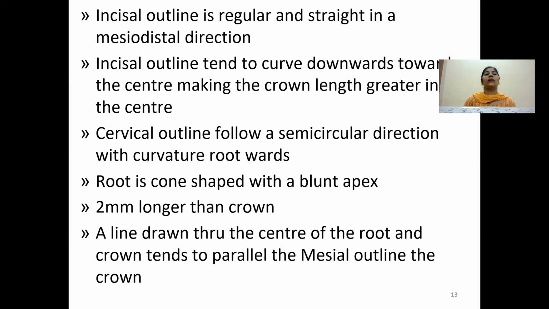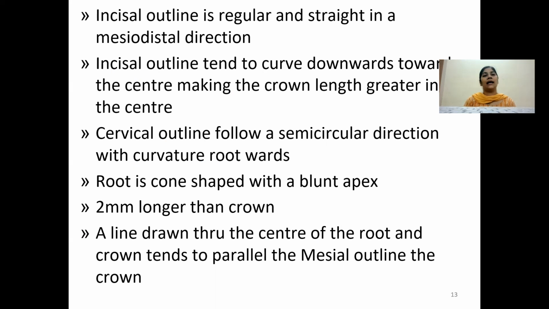Continuing with the description of the labial aspect, the incisal outline is irregular and straight in the mesiodistal direction. The incisal outline tends to curve towards the center, showing that crown length will be greater in the center. The cervical outline shows a circular shape, with the convexity facing the root. The root is cone-shaped with a blunt apex, and the root is 2 mm longer than the crown.